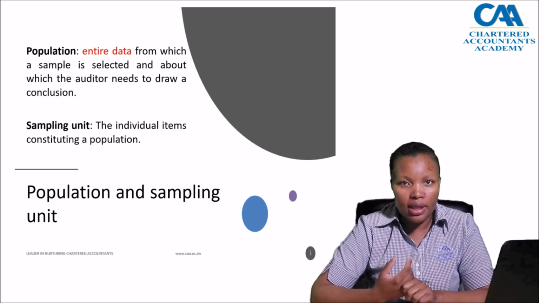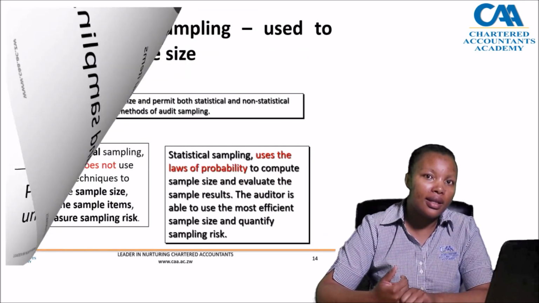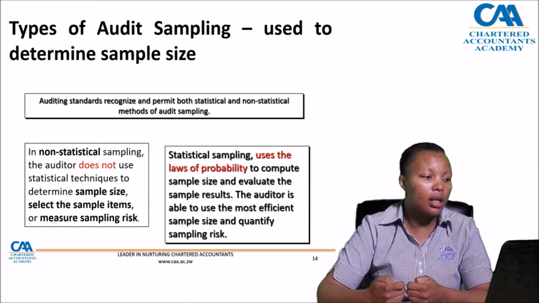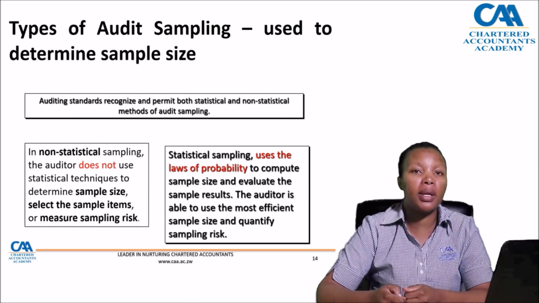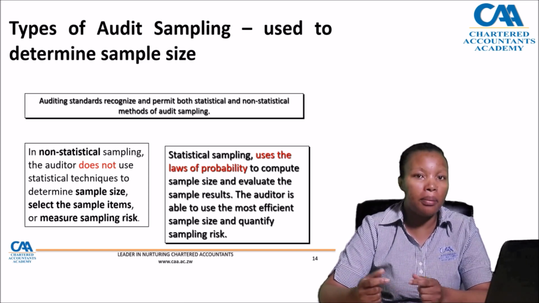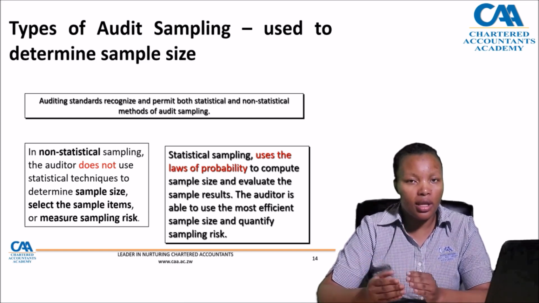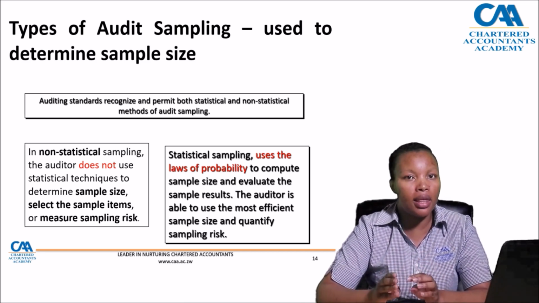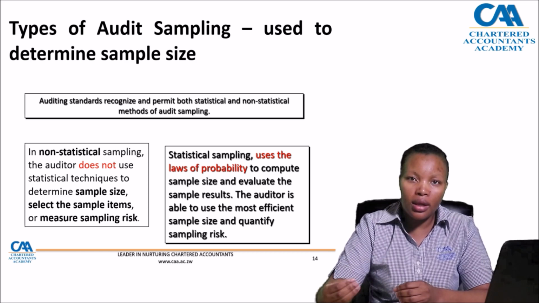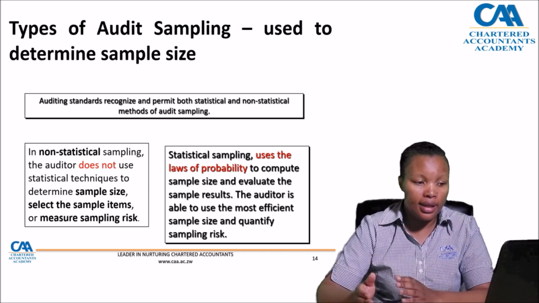Then we've got types of audit sampling that are used by the auditor. And remember, earlier we discussed that the standards permit both statistical and non-statistical sampling. So you find that in non-statistical sampling, the auditor does not use any statistical methods or techniques to determine the sample size or to select the sample items, or even to measure the sampling risk. So no statistical methods are used in non-statistical sampling. And then on the other hand, which is what we will normally use and what is recommended to be used, is the statistical sampling.